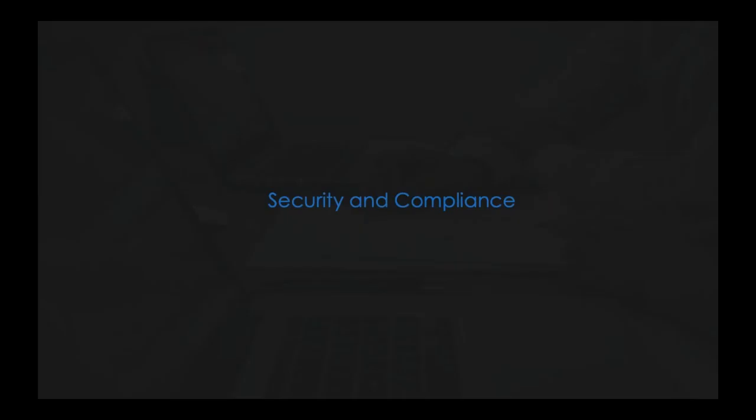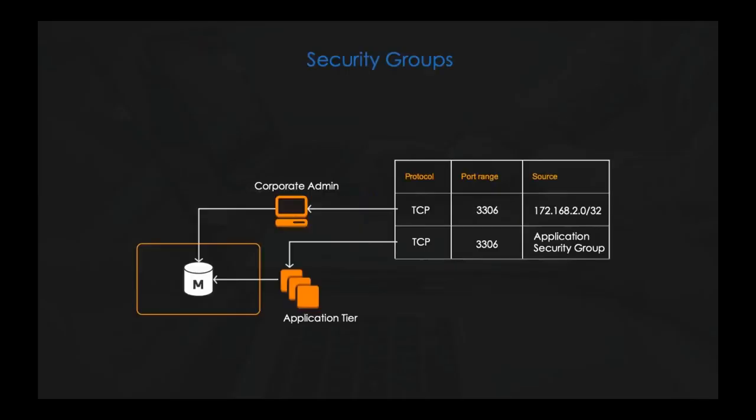Now the last point is security and compliance. This is very important to cover to make sure that your database is secured. So how will you connect to your database? Let's just understand a small scenario. You have a three-tier architecture. In this three-tier architecture, you will have a first tier, then a second tier, and then a third tier.